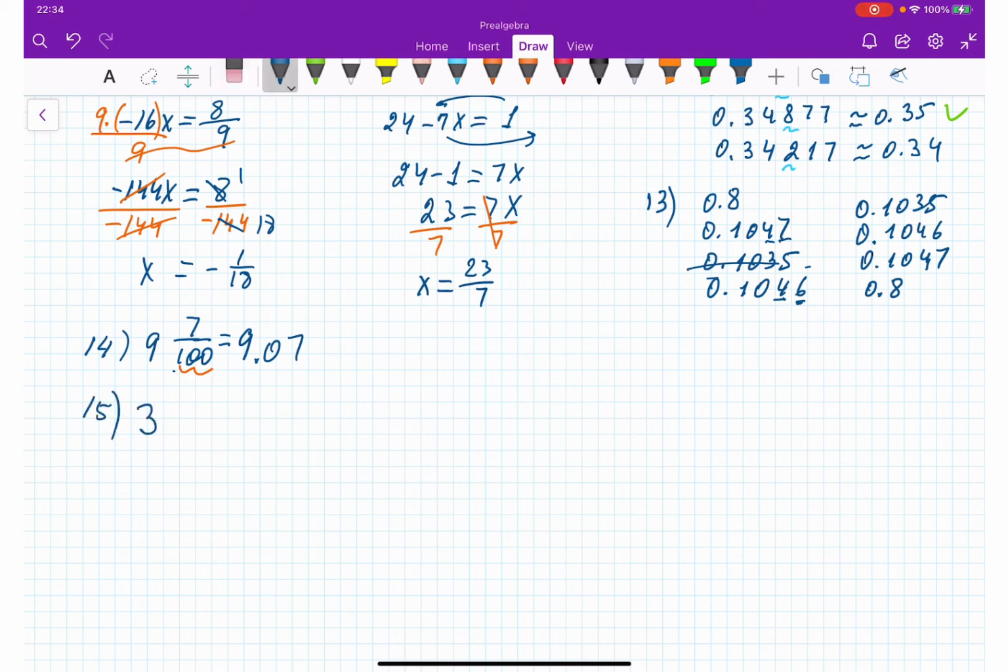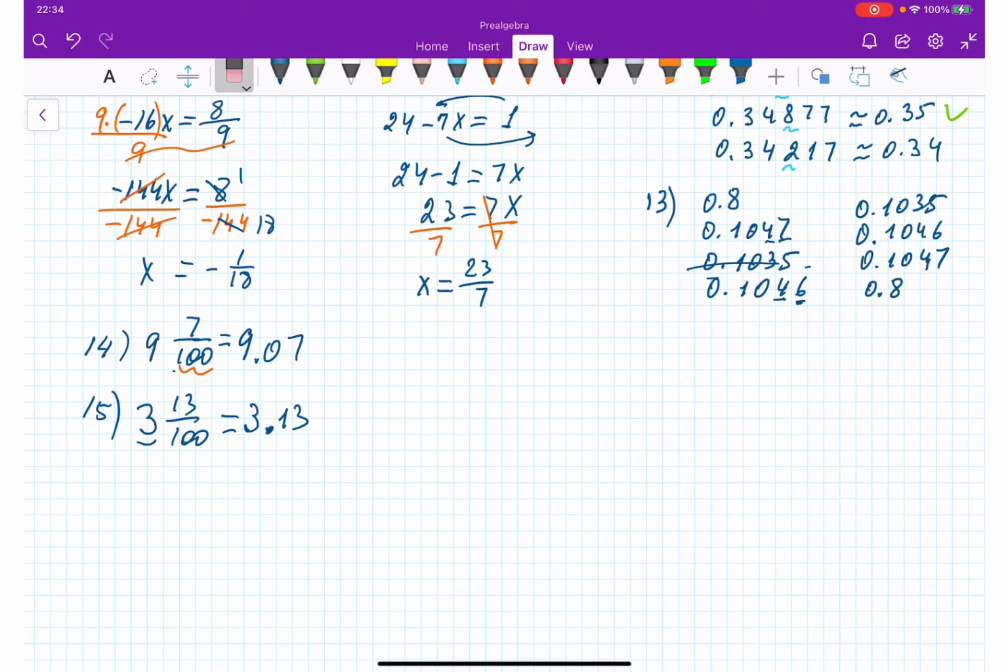Three and 13 over 100. Okay, so 13 dividing by 100, so the decimal is here, 1 and 2, full stop, 0.13. And we also have a whole number three, so it's going to be 3.13. Okay?